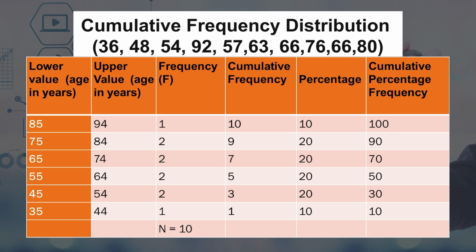So this is the lower value and the upper value. Say this is age in years, for example, right? And this is the frequency. The total number of scores that we have here is 10, right?